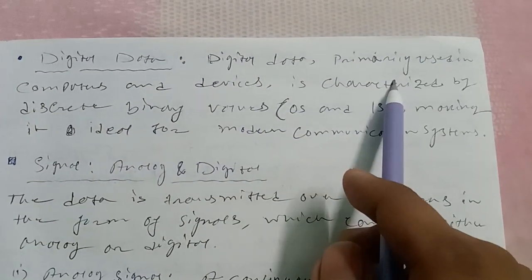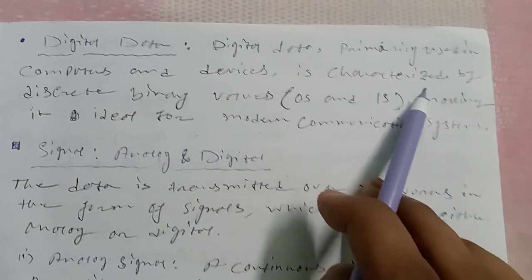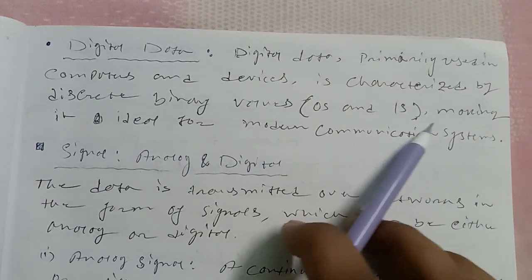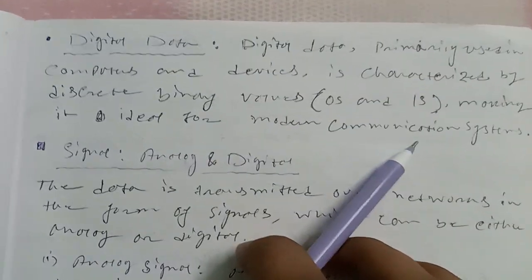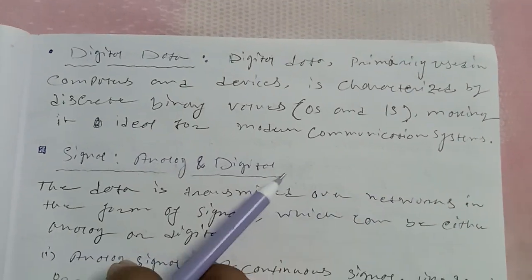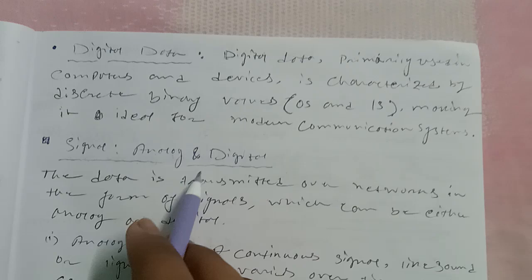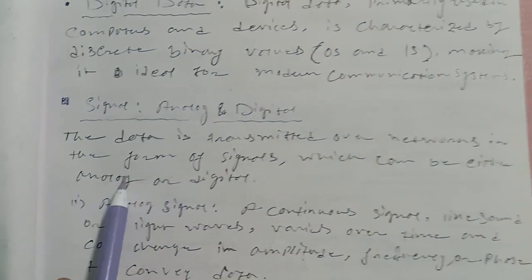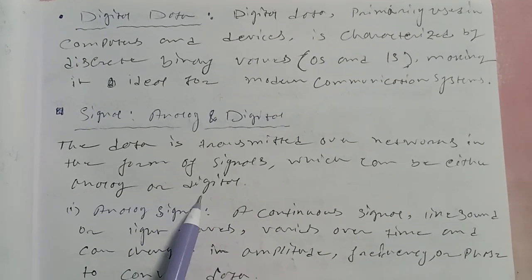Digital data, primarily used in computers and devices, is characterized by discrete binary values, 0s and 1s, making it ideal for modern communication systems. So this is digital data. Let's see now signals. Signals are also of two types, analog signal and digital signal. The data is transmitted over a network in the form of signals, which can be either analog or digital.